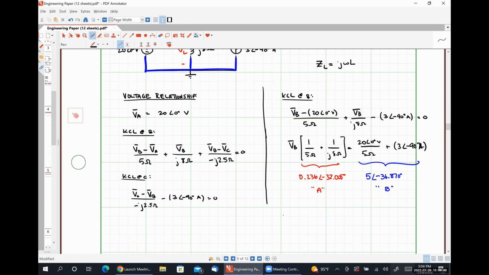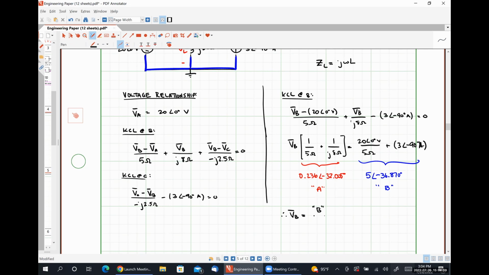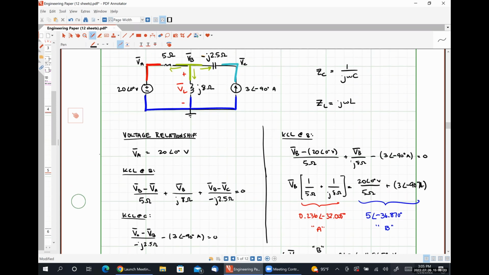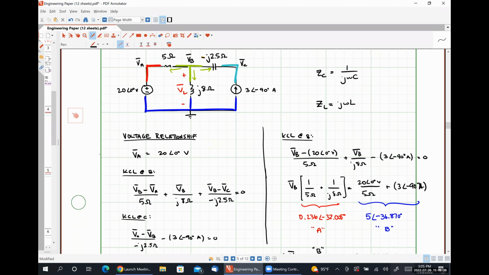Now I can see that VB is just what I have stored as B divided by what I have stored as A. Which comes out to be 21.2 with an angle of negative 4.865 degrees volts.